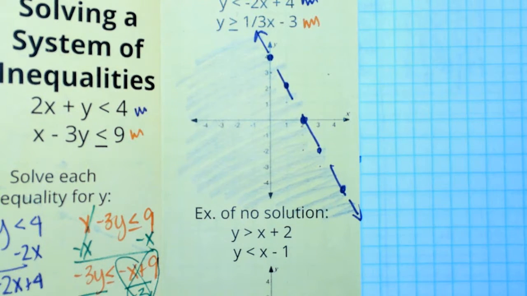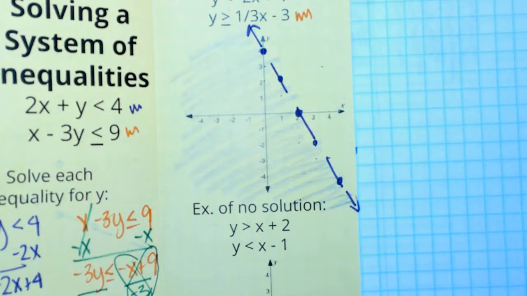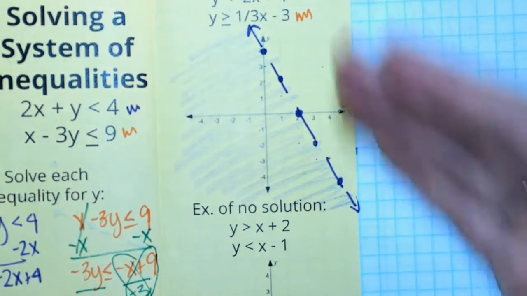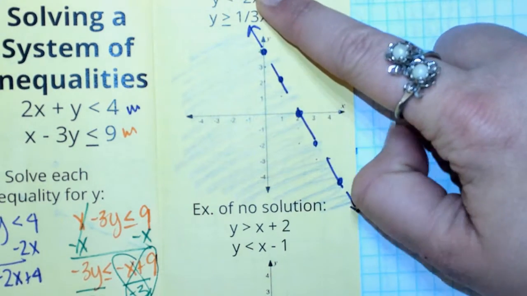Wait, so that's considered below, right? Which, all of these? Yeah. Yes, that's below that line. Because remember, when you're thinking about above or below, it's the y values below the line. These y values are above the line.